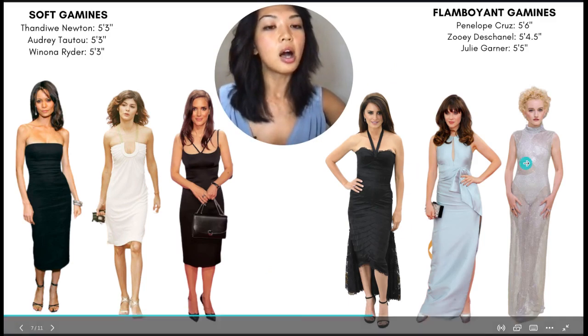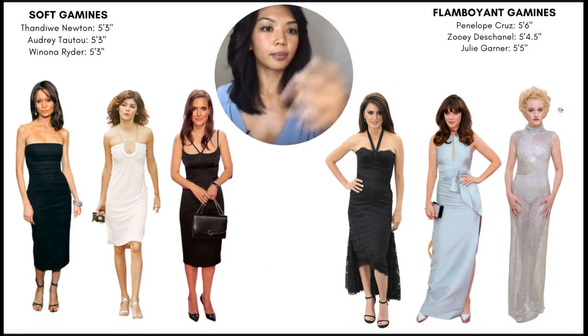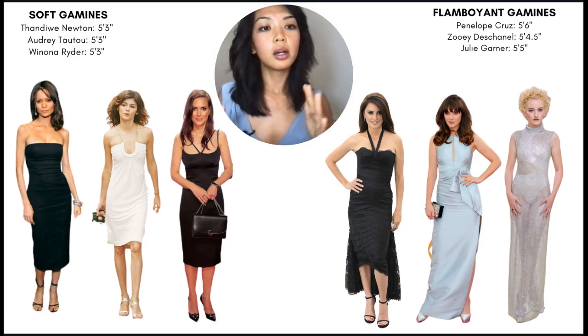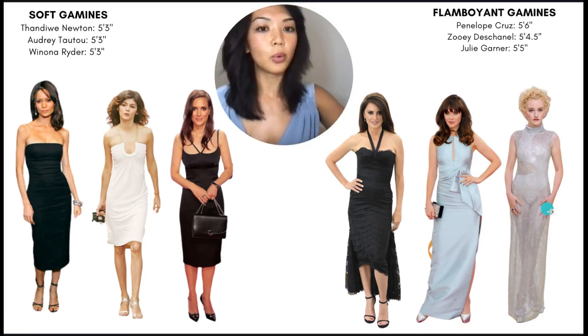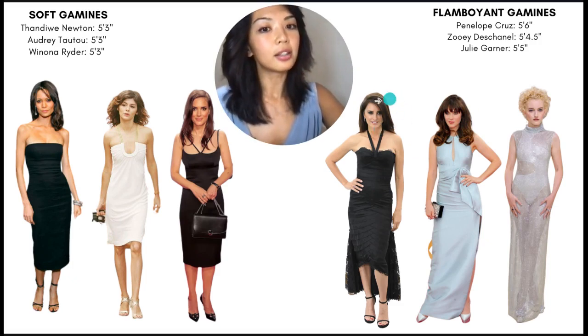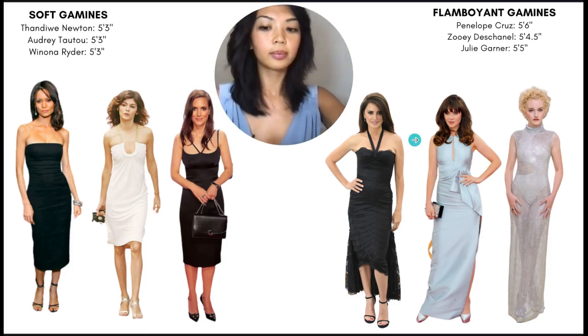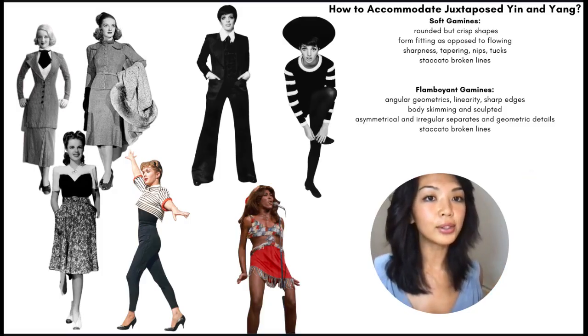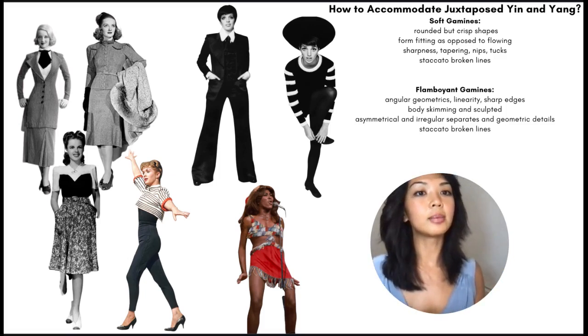You can see all of them just look a little bit taller, elongated, wider, and broader than the soft gamines. They're more streamlined, a little bit more muscular than the soft gamines, and they have that sculpted, chiseled quality to their face, more elongated contours. All right, so how do you accommodate these gamines?